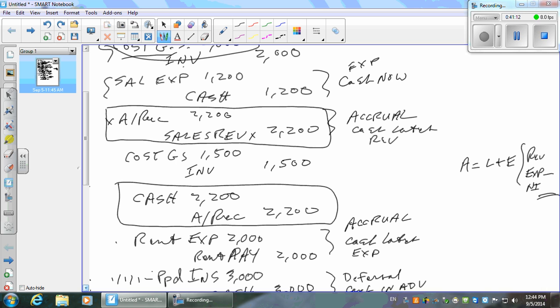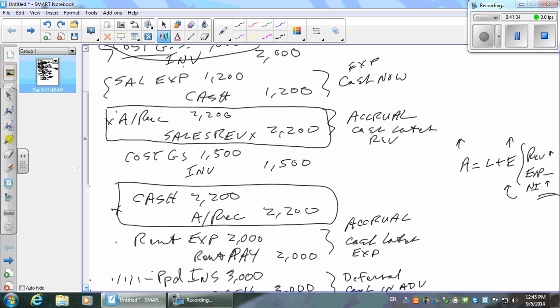No big deal. What did this do? Increase the accounts receivable, which is an asset, by 2,200, right? Increase revenue 2,200, which increases net income 2,200 for that portion of it. I know there's cost of goods sold too, but we'll leave out the cost of goods sold for now. Okay? Now what does this do down here?